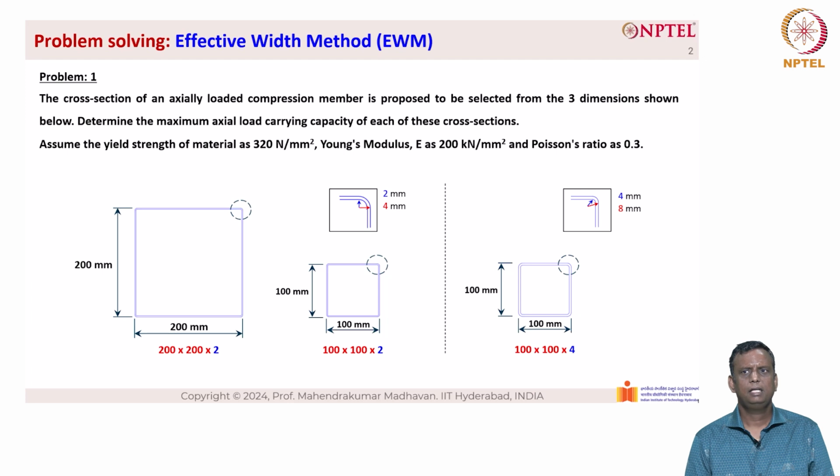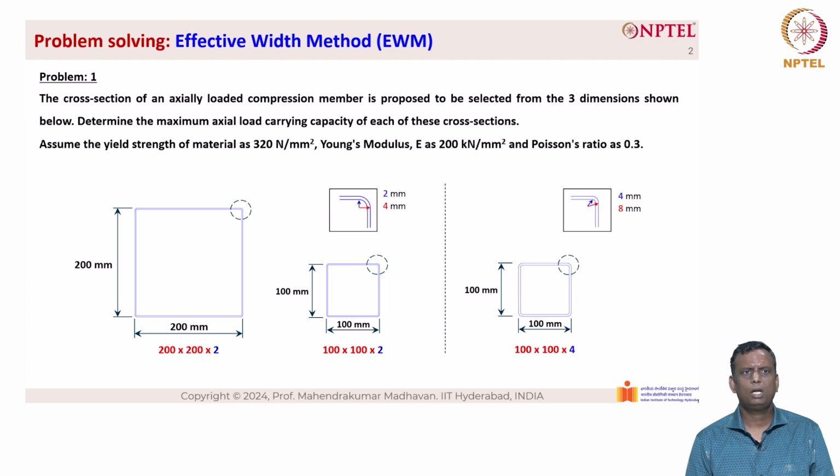It has three different types of cross sections. The cross section of an axially loaded compression member is proposed to be selected from the three dimensions shown below. Determine the maximum axial load carrying capacity of each of these cross sections. Assume the yield strength of the material to be 320 Newton per millimeter square, Young's modulus as 200 kilonewton per millimeter square, and the Poisson's ratio is 0.3.